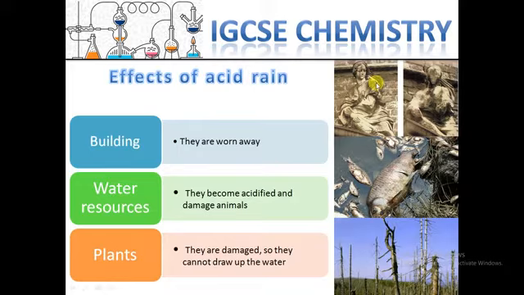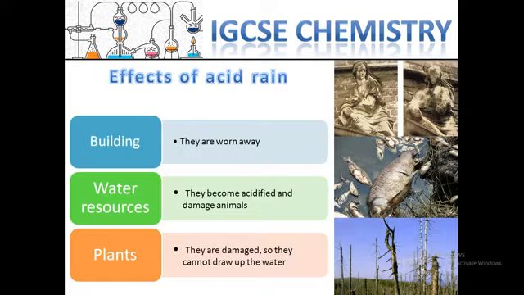For buildings, they are worn away after acid rain, after a long time. Not meaning that it happens immediately, but it takes time. After a while, you can see that the buildings are worn away, washed away. For water resources, they become acidified and damage the animals. When the water gets more acidic, it damages the animals. Actually, it kills the animals.